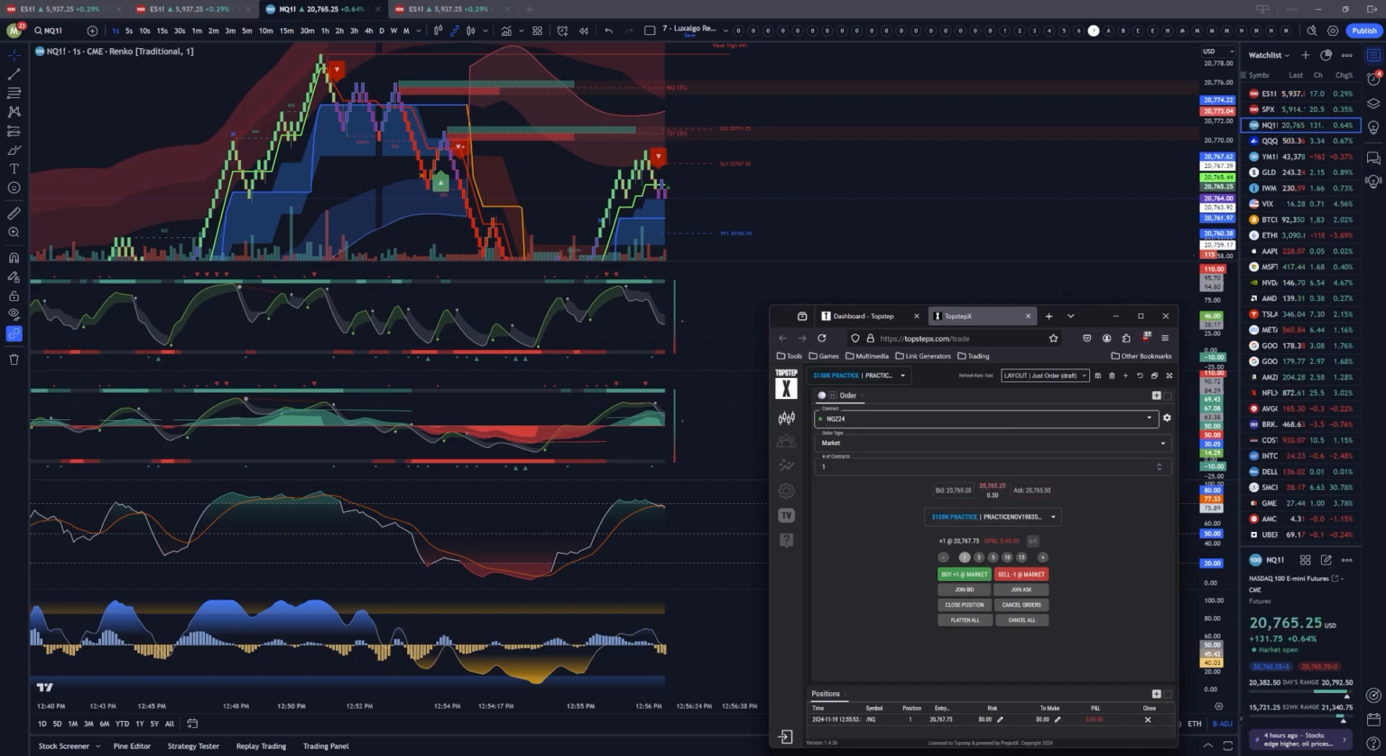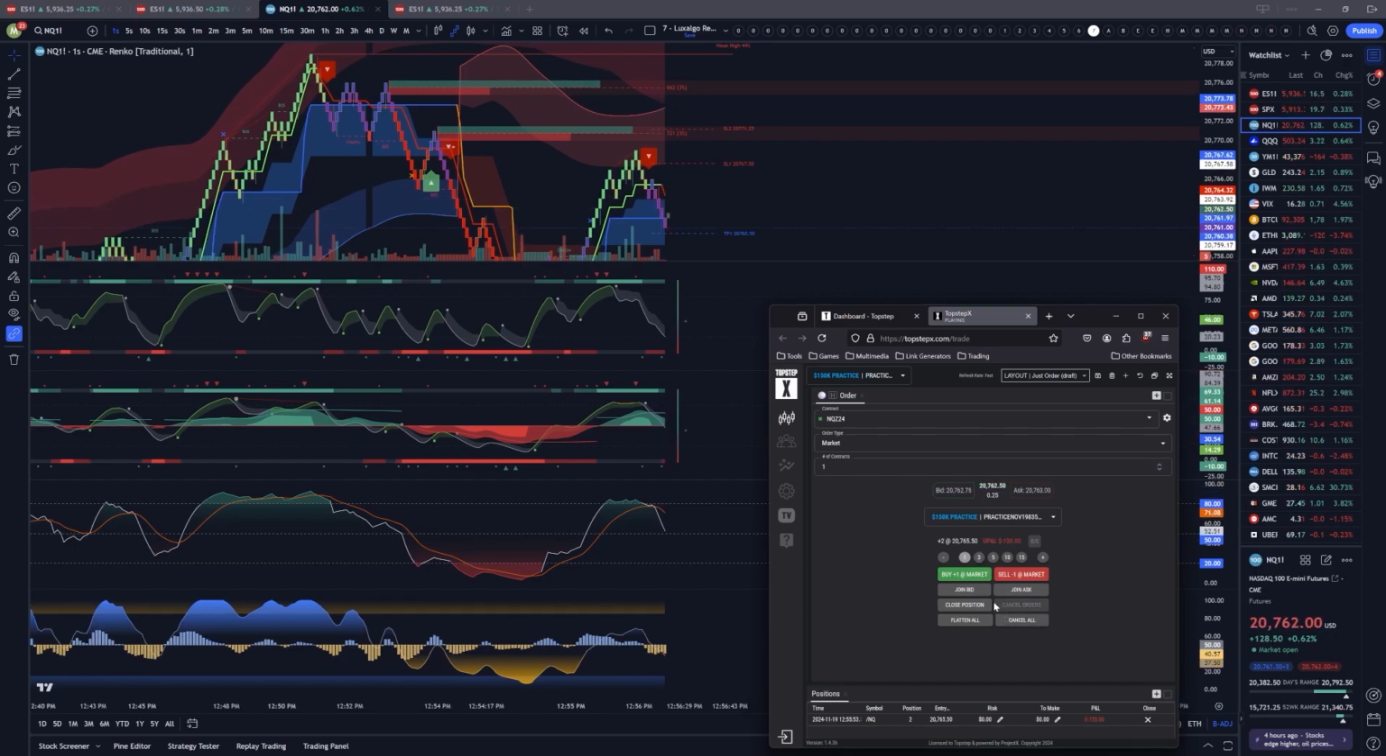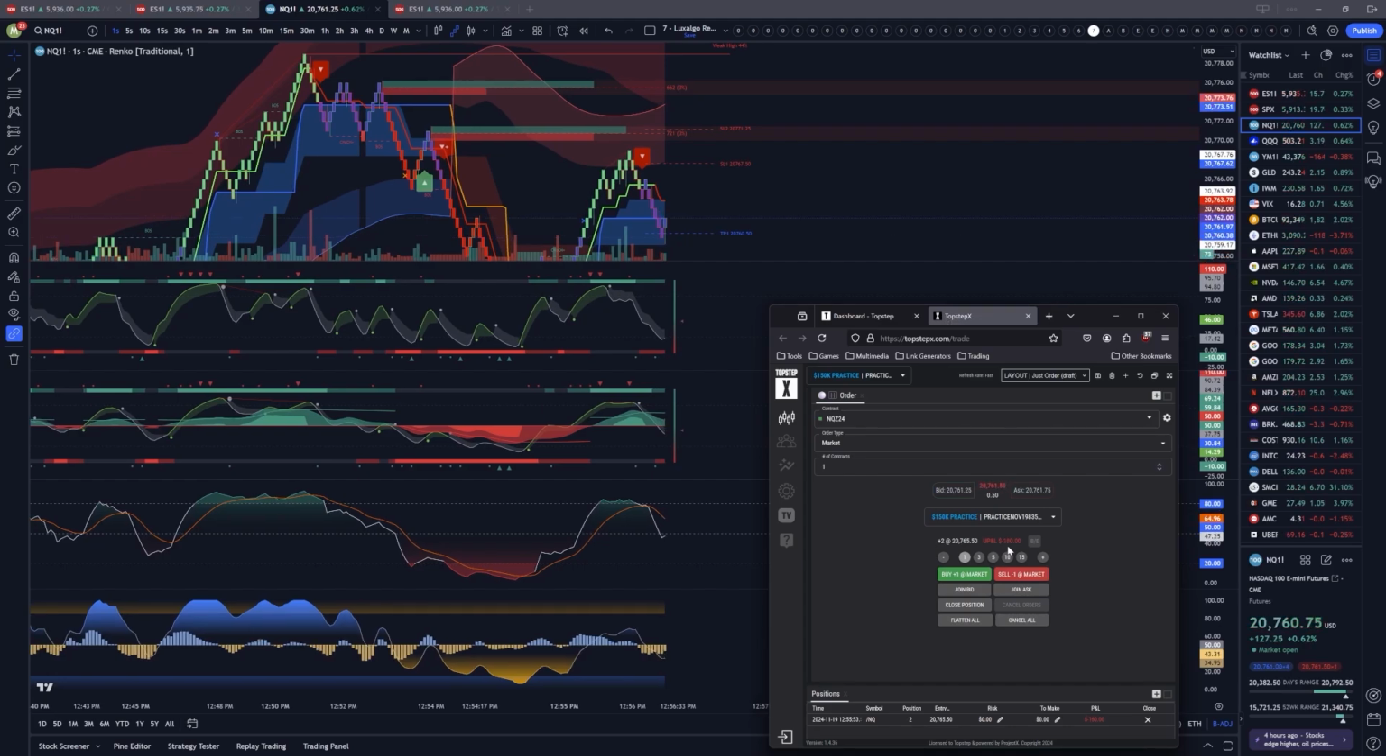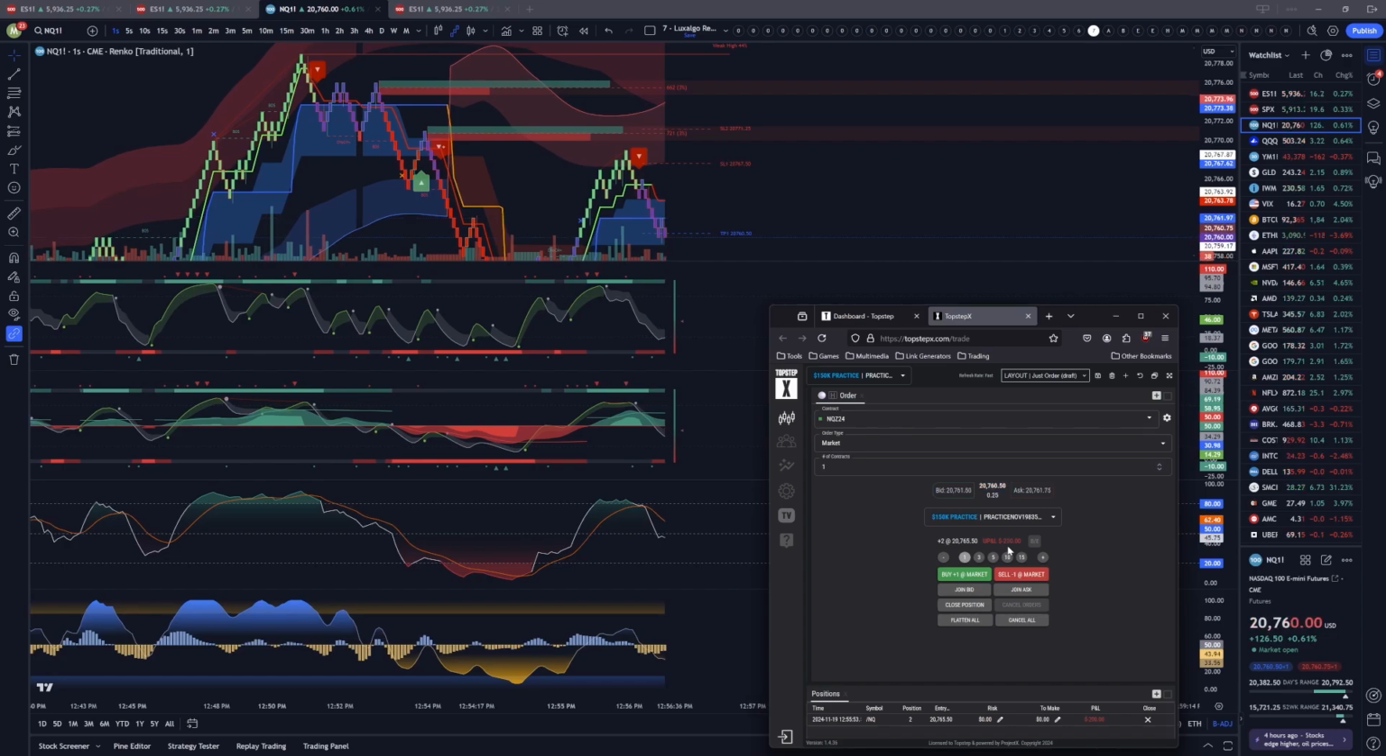But I'm playing with minis now. That was micros, so this is minis. This is a different ball game right here. Look at how much money I'm down. You see that? So you've got to be real careful. That's why I normally play with micros and I don't play with minis, because minis will blow your account. But anyway, guys, that's basically how you use the Renko chart.